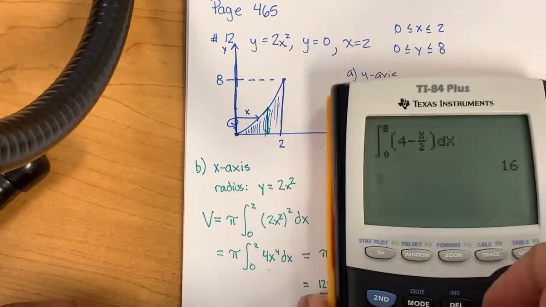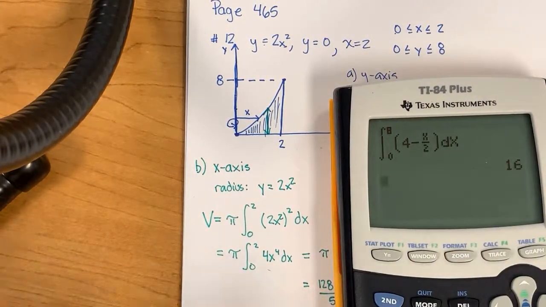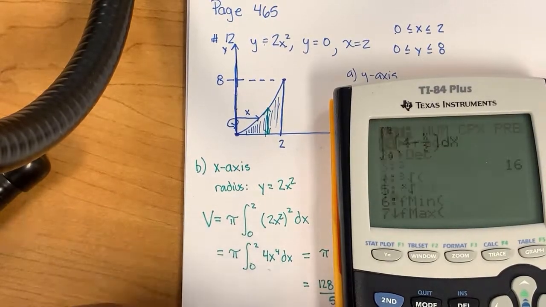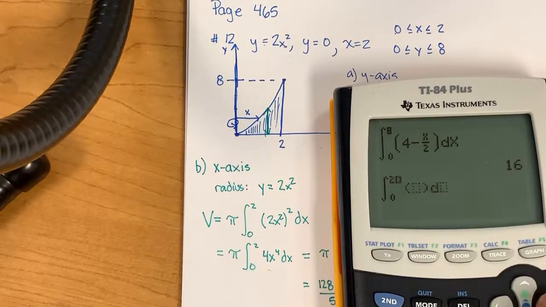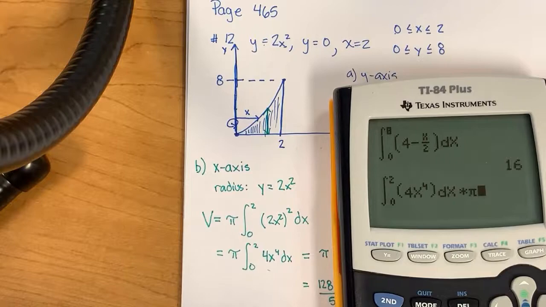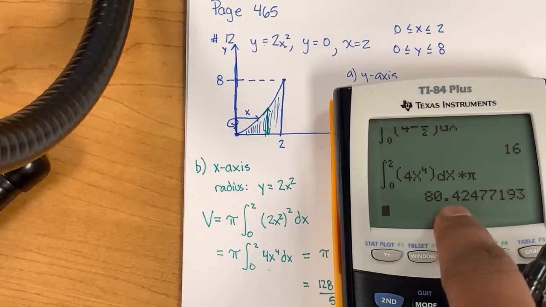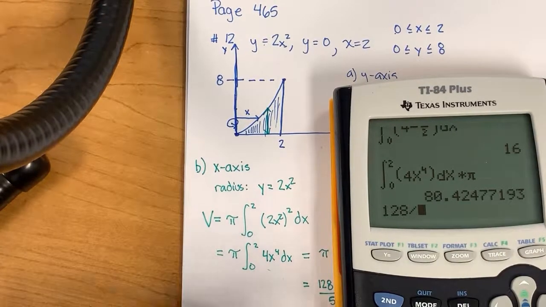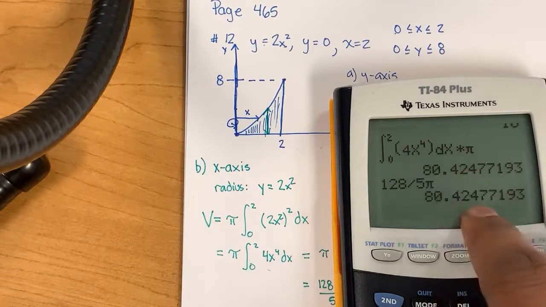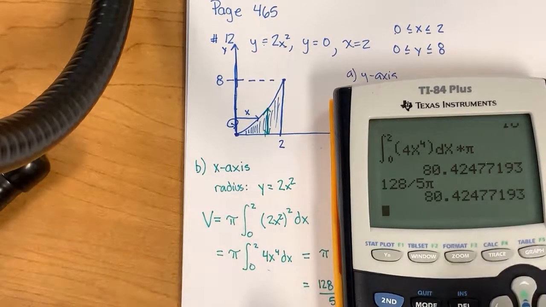This is a value that we can verify by using the calculator as well. So we do math 9, 0 to 2 of 4x to the fourth dx. And then we're going to say times pi. So we got 80.4, so 128 divided by 5 pi, and we get the exact same value. So this is how we know it's correct.